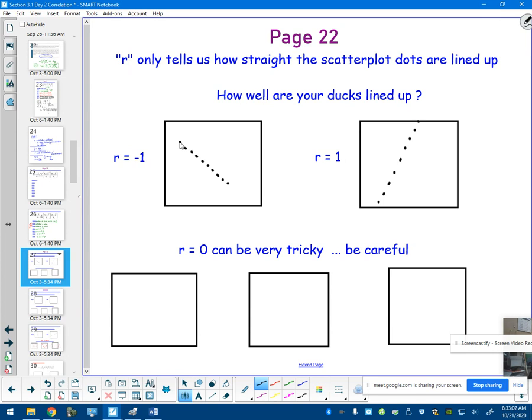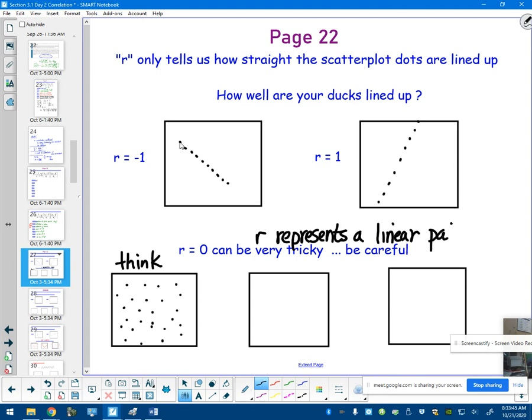But r equals 0 can be quite tricky. This is what we think of by default. When r equals 0, we think, hey, we're looking at a snowstorm. Or somebody sneezed. It's splattered all over. But r represents a linear pattern. How well something fits a linear pattern.